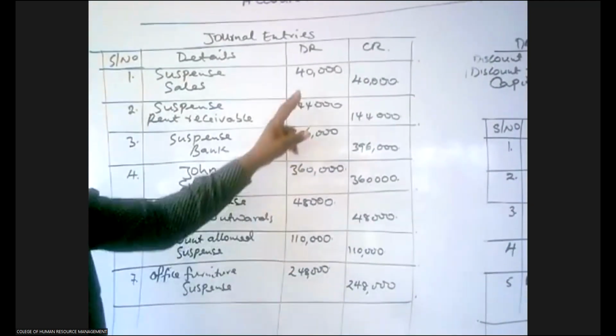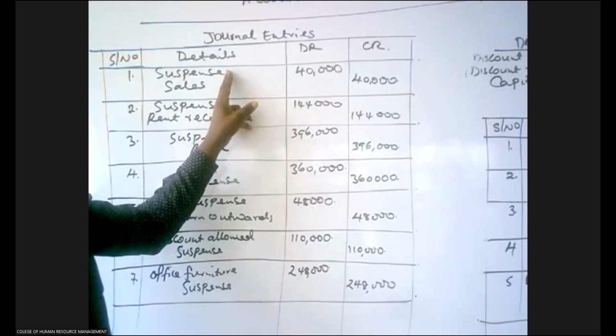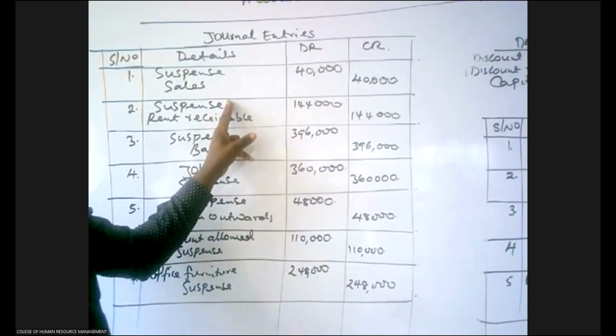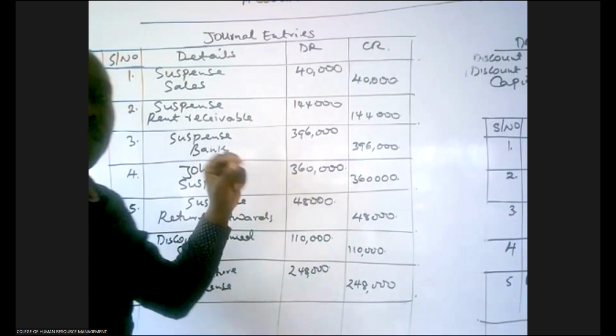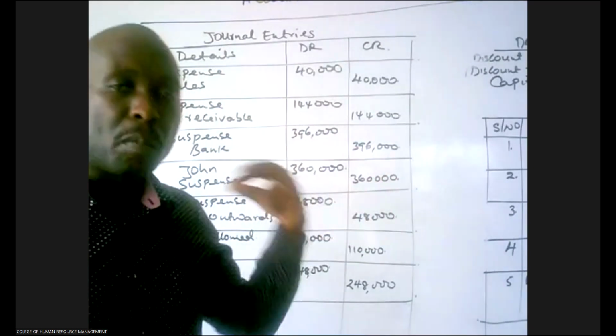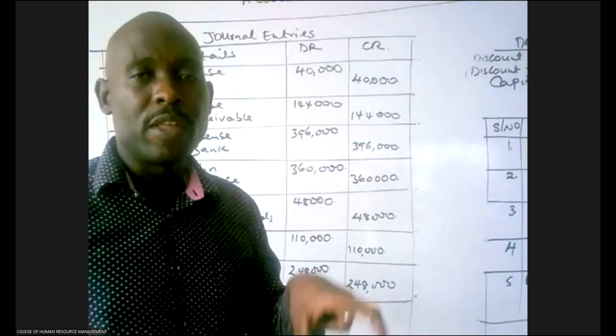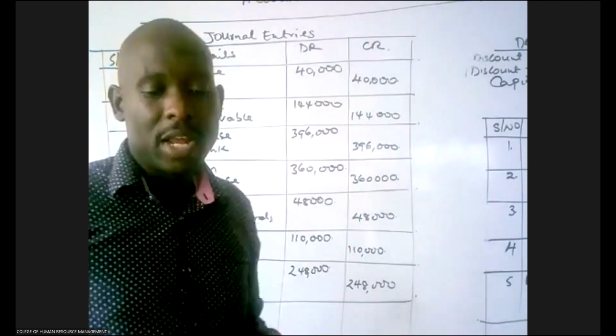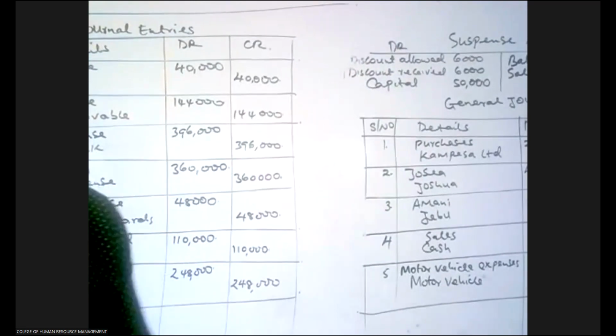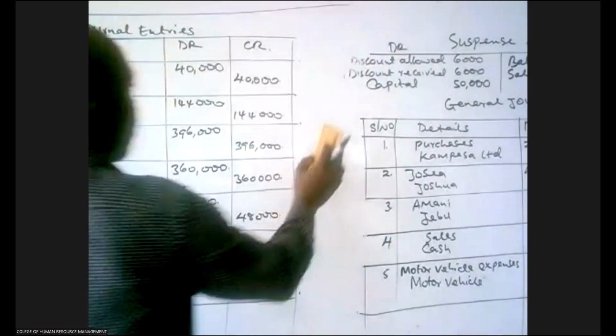Always in your general journal or journal entries, it must start with the account to be debited, then the account to be credited. The account to be debited should be at the top of the account to be credited always. That is the rule. Let us now prepare the suspense account.